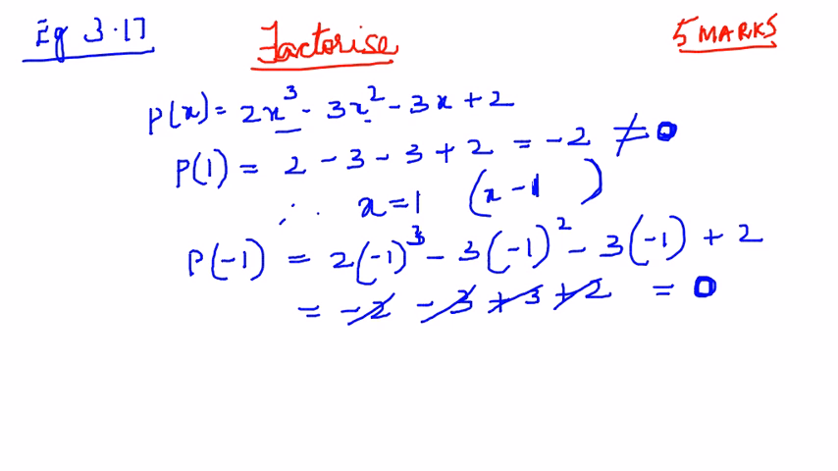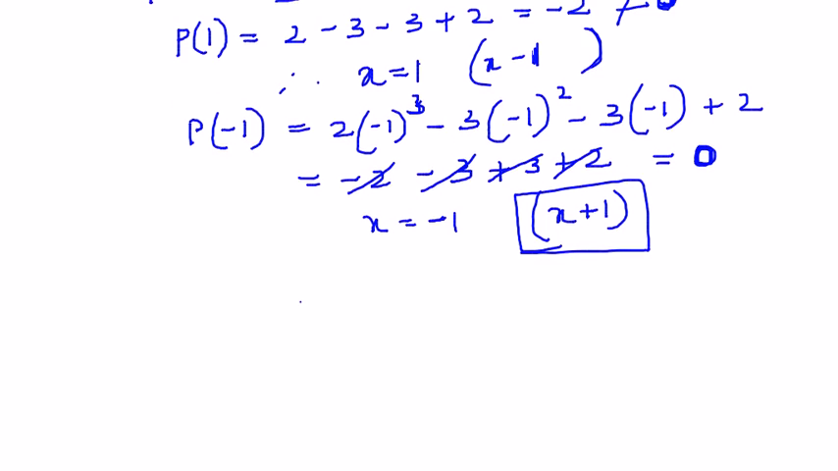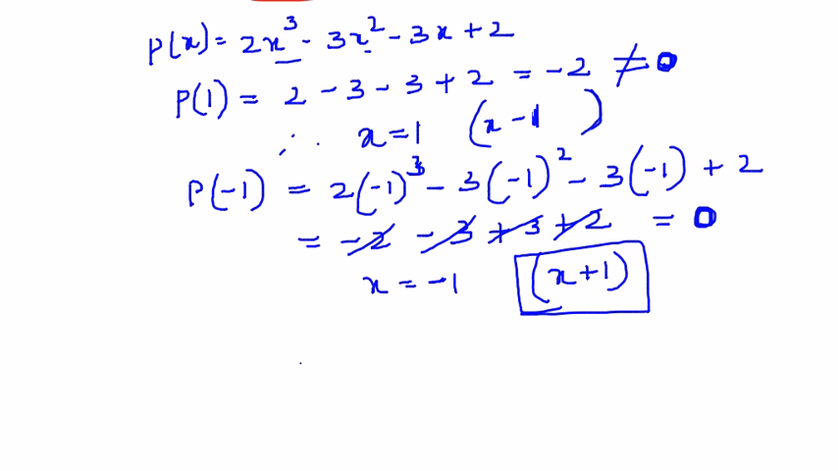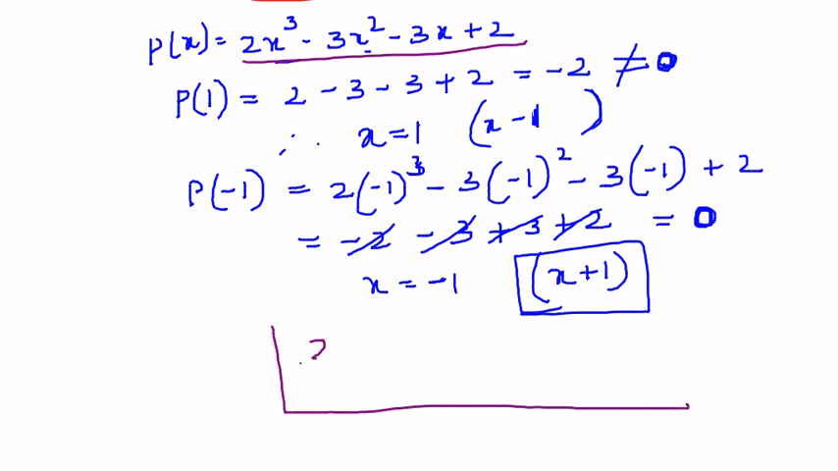So since p of minus 1 is 0, I can take x equal to minus 1 is a factor, or just I'm bringing this minus 1 to the other side. x plus 1 is a factor of this equation, right? Now to find the other factors you can use synthetic division. Synthetic division you must remember now, right? Write the coefficients of x cube, x squared, x and the constant first. So 2x cube minus 3x squared minus 3x plus 2.